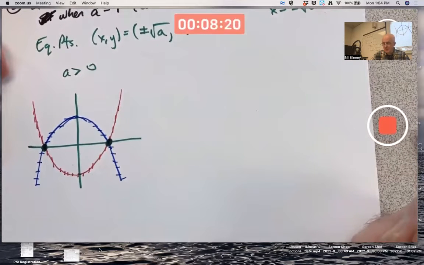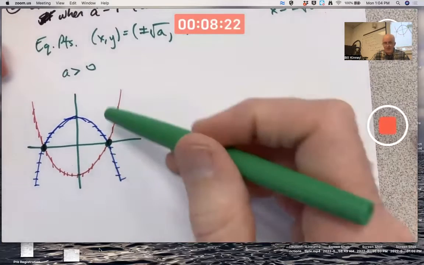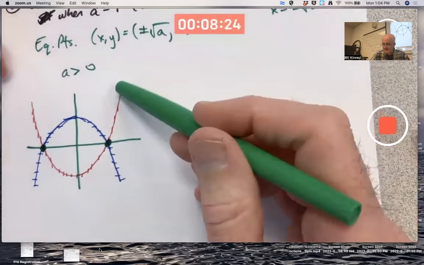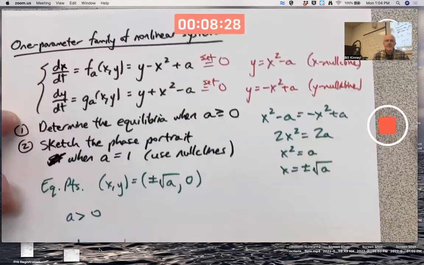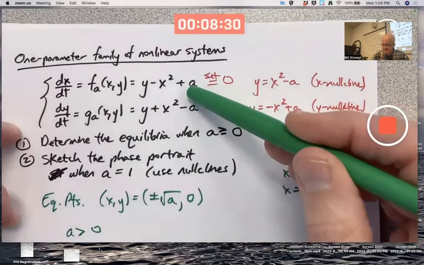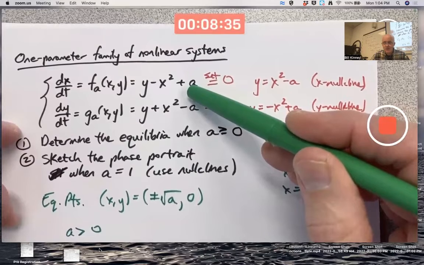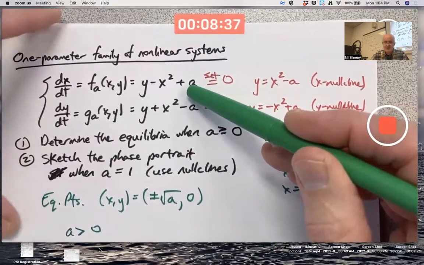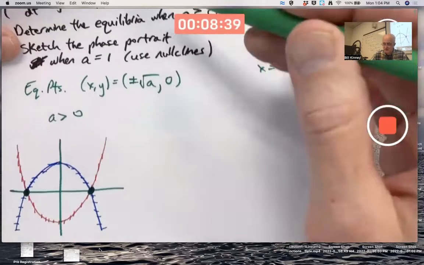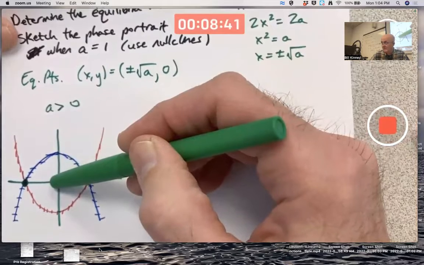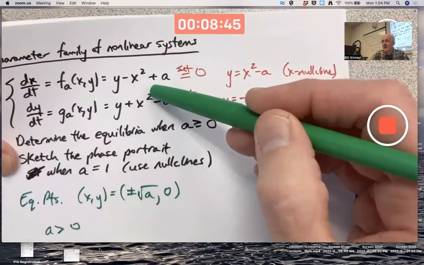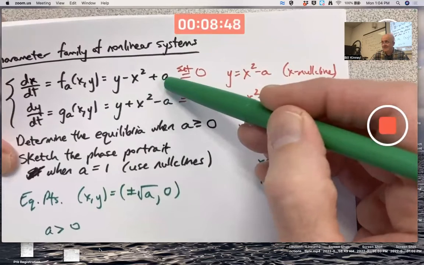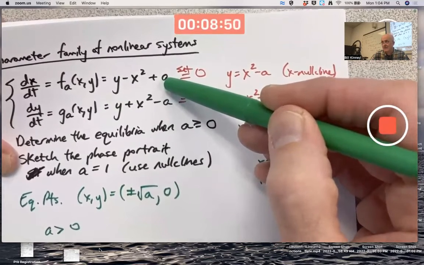Actually, you can focus on each one individually. Again, the red one is the x null-line. The vector field is 0 along there. Think about this. Is that positive above that red parabola or negative? When a is positive, you could try a test point like the origin for one thing. Plug in x is 0, y is 0, you just get a. And a is positive, so that's positive.